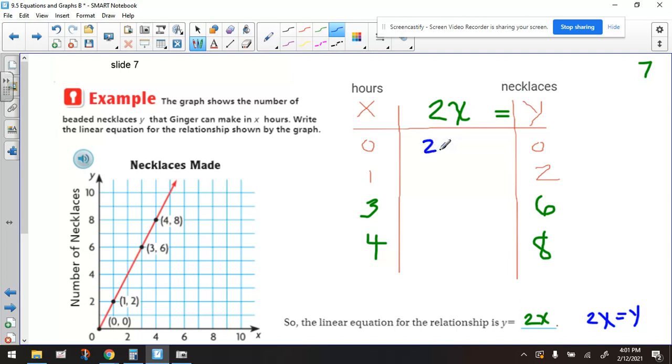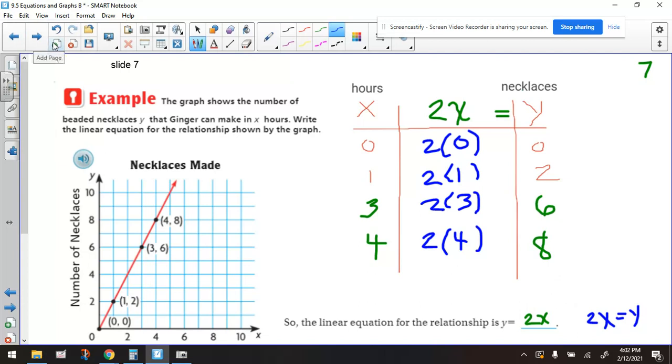So we would do 2. Each time we're going to be multiplying by 2. And in each case, we would substitute in the value for x. So let's do that. The value for x here is a 0. 2 times 0 does equal 0, so it works there. The x value is a 1. 2 times 1 would be 2, so it works there. Let's substitute in the 3. 2 times 3 is 6. Substitute in the 4. 2 times 4 is 8. All right, so our function is 2x.